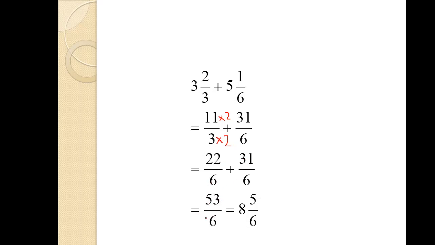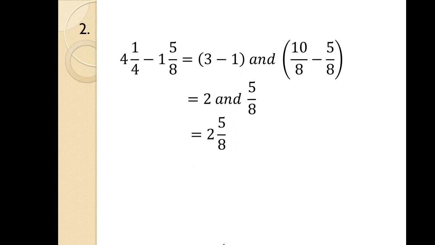Okay, this is supposed to be our final answer, but since it's an improper fraction, you have to change it to a mixed number. Okay, now you can just say this 6 can go into 53 8 times, but there will be a remainder of 8. That 8 will be over 6. So that is our final answer.